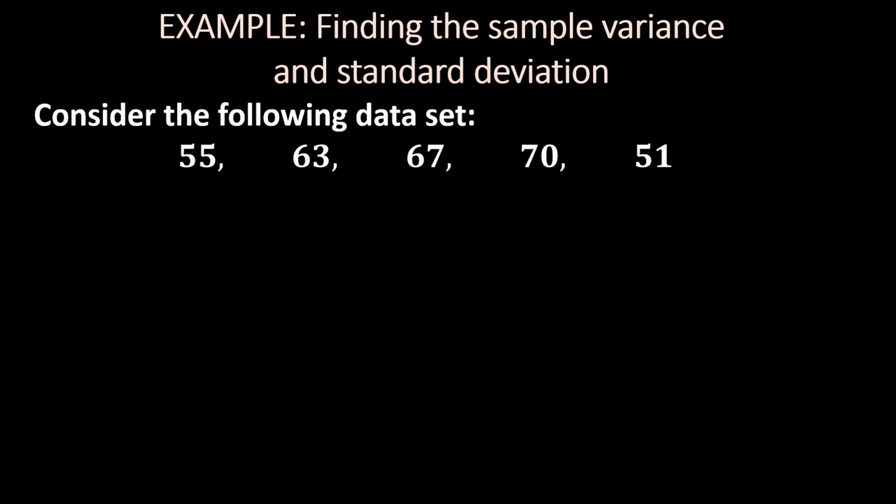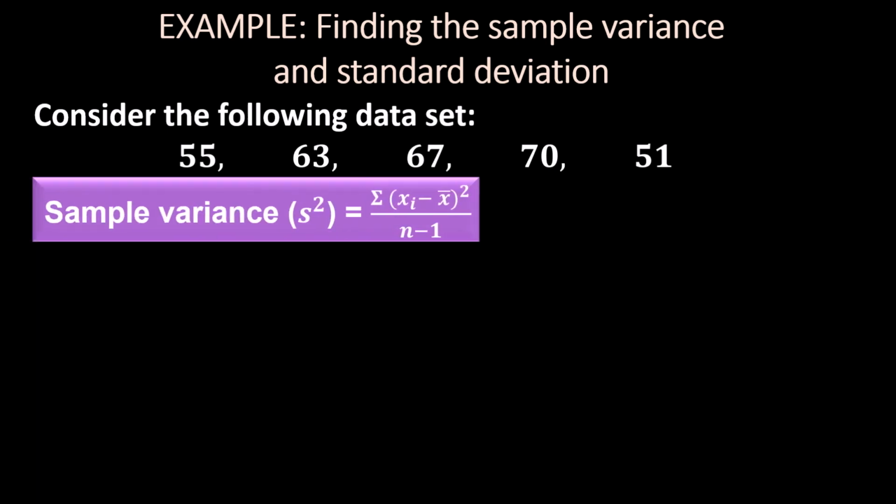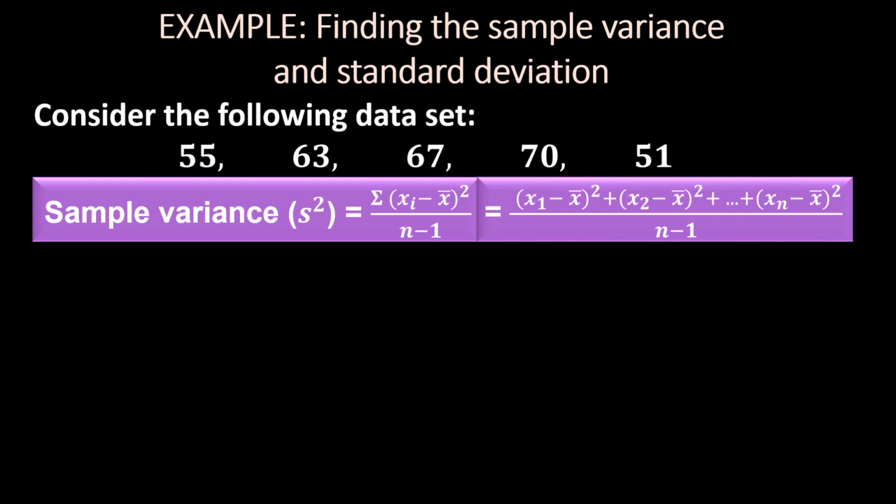In this video, I am going to explain how to find the sample variance and the sample standard deviation of this dataset. What is the formula for the sample variance? It is the sum of (xi minus x bar) to the power 2 divided by n minus 1. Or you can write it in this form: (x1 minus x bar) to the power 2 up to (xn minus x bar) to the power 2, divided by n minus 1.